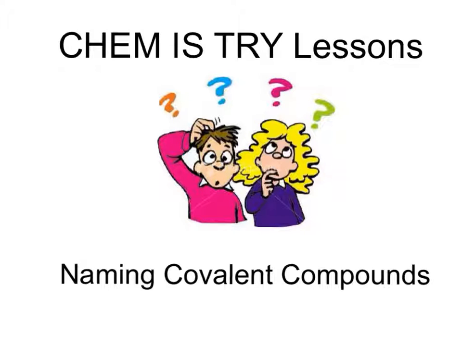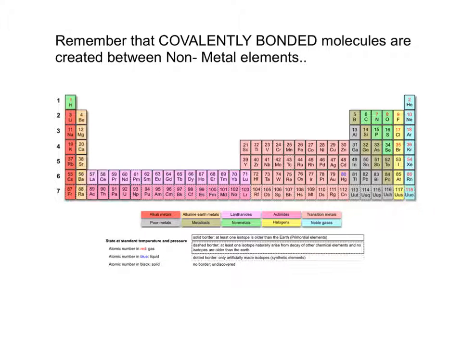Chemistry lessons, naming covalent bonds. Now remember, covalent bonds are between two non-metals, and our non-metals, you get a blue pin up here, are the ones that are listed in green and yellow here, and let's not forget about hydrogen, okay?